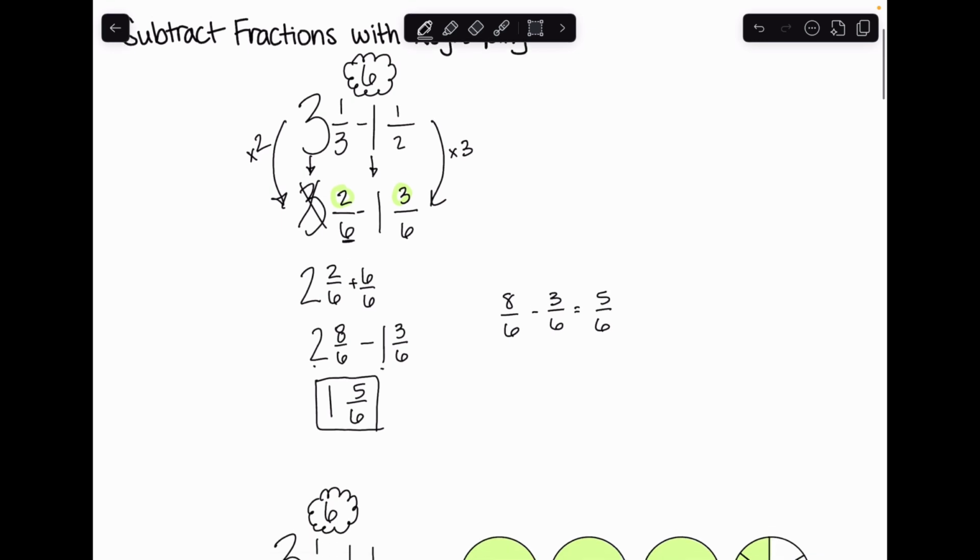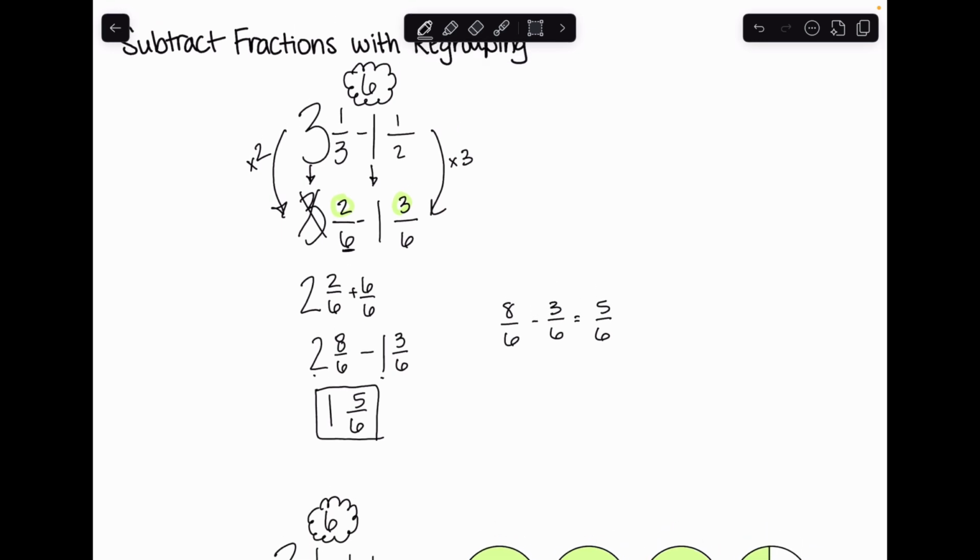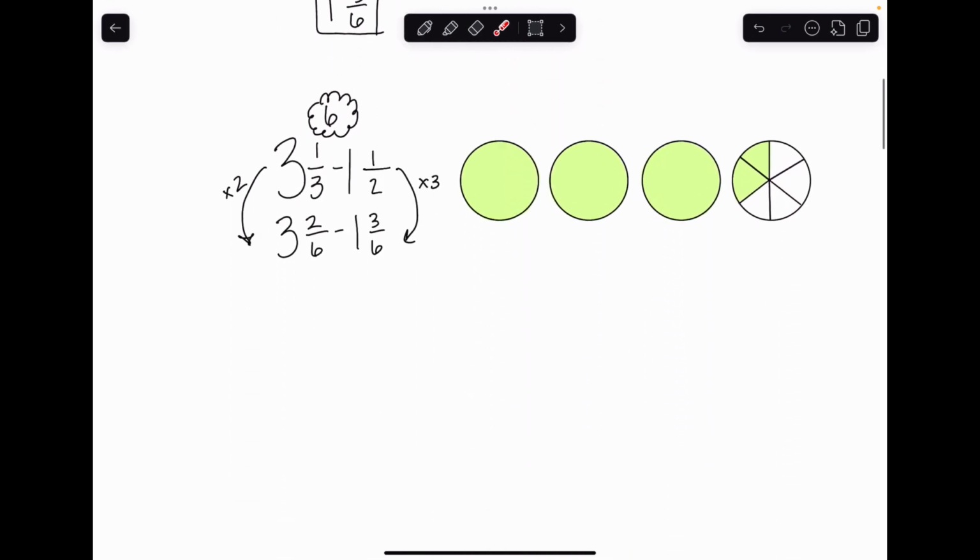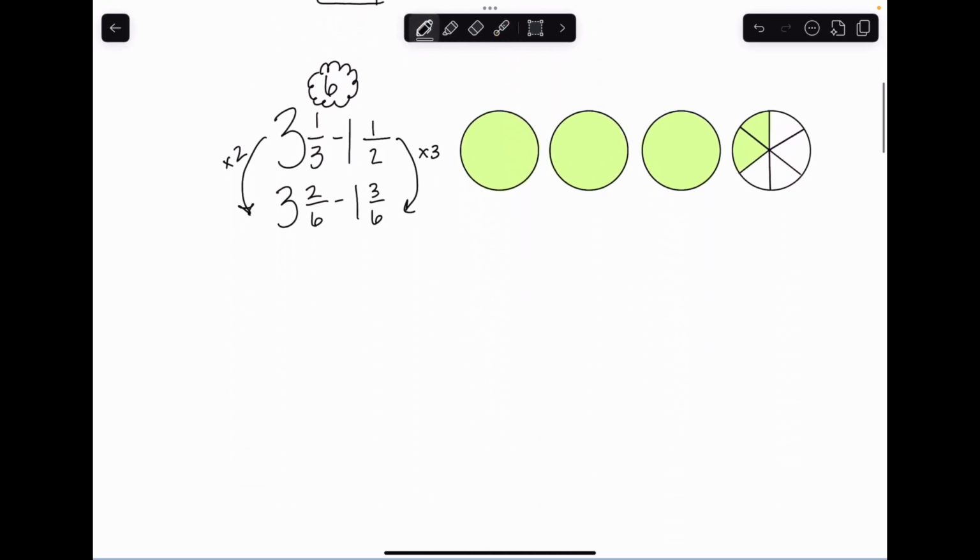I've got a model down here to show you what is happening whenever we're doing this. I think it's easier for there to be a visual to go along with this. So I've already done my first step. I have 3 and 2/6 minus 1 and 3/6. And I'm going to model over here what it looks like when I'm taking away a whole and adding 6 to my numerator.